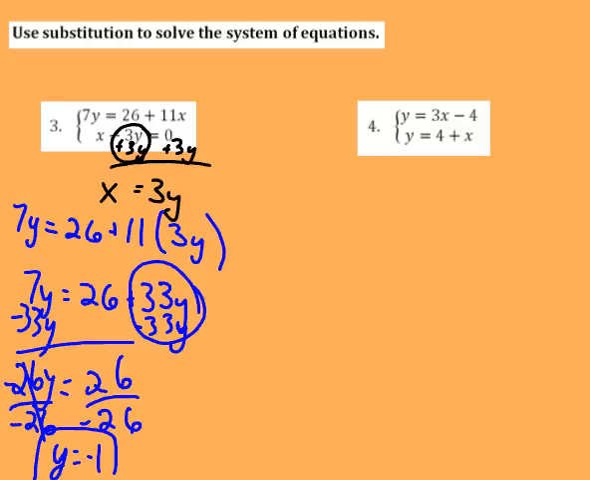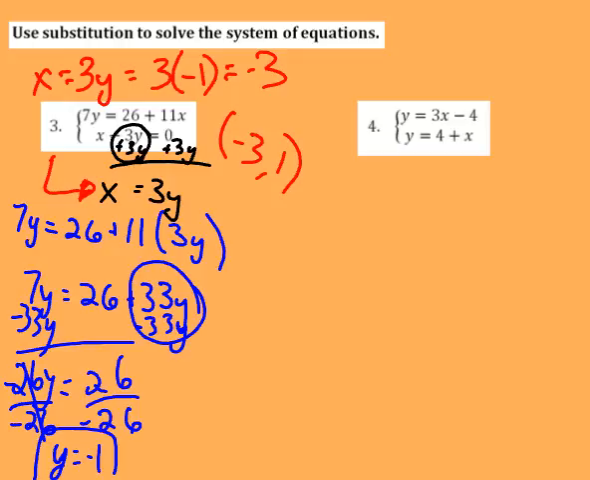So, if I do that, I'm just going to grab this equation again. Okay, x equals 3y, which equals 3 times negative 1, which equals negative 3. So it's negative 3 comma negative 1. Whew, that was the best one. Negative 1. Make sure you have that.